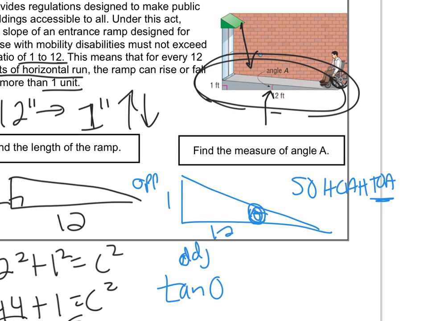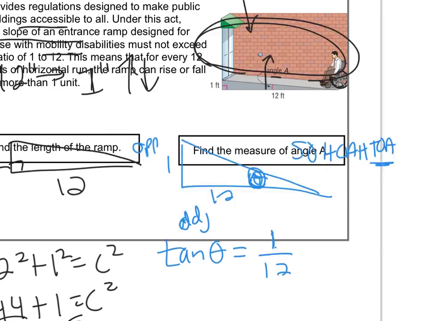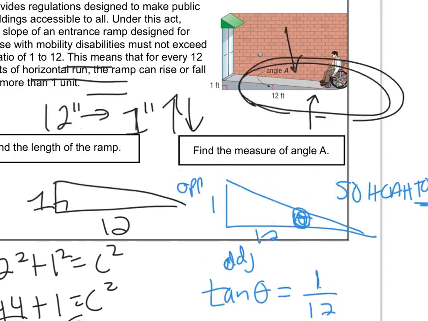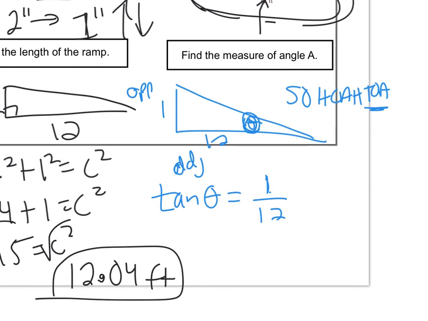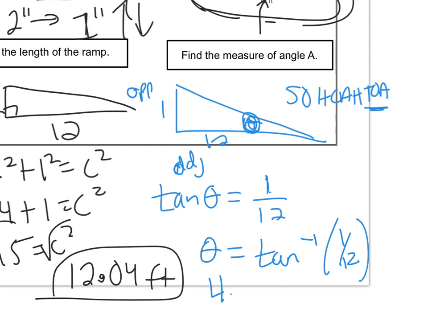So I'm going to take tangent of theta, which is usually what we name the angle we're looking for, equals opposite over adjacent. To solve, I take what's called the tangent inverse of 1 over 12. Tangent inverse of 1 over 12 is about 4.76 degrees. So a very, very slight degree measure to go up there.